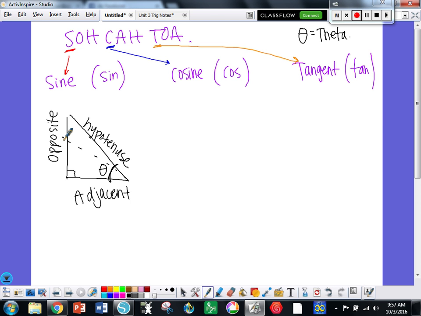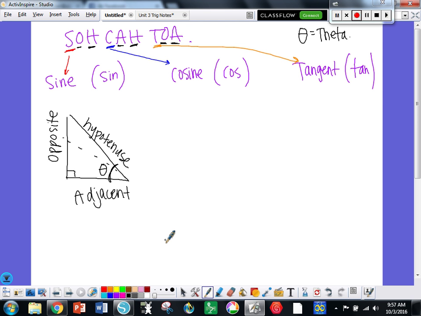Now, the O in SOHCAHTOA, or the O in tangent, guess what that stands for? Opposite. The H stands for hypotenuse, and the adjacent is the A. So this is why SOHCAHTOA is so critical. It helps you remember each of the 3 sides.